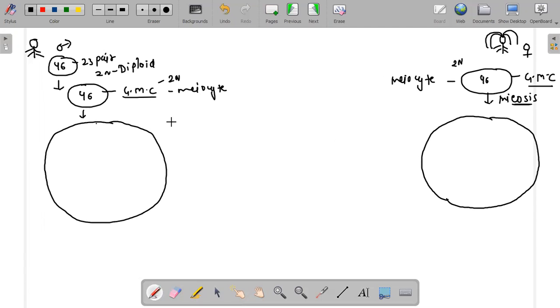Now in a meiocyte there are 23 pairs in both of these. There are 46 chromosomes, and the loading is only for 46 chromosomes. The loading is not double; it is again for 46 chromosomes for both of these cells.